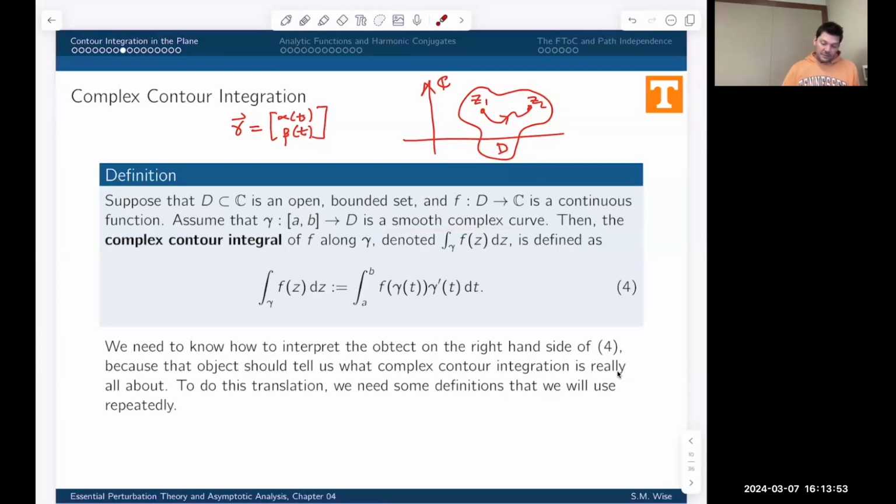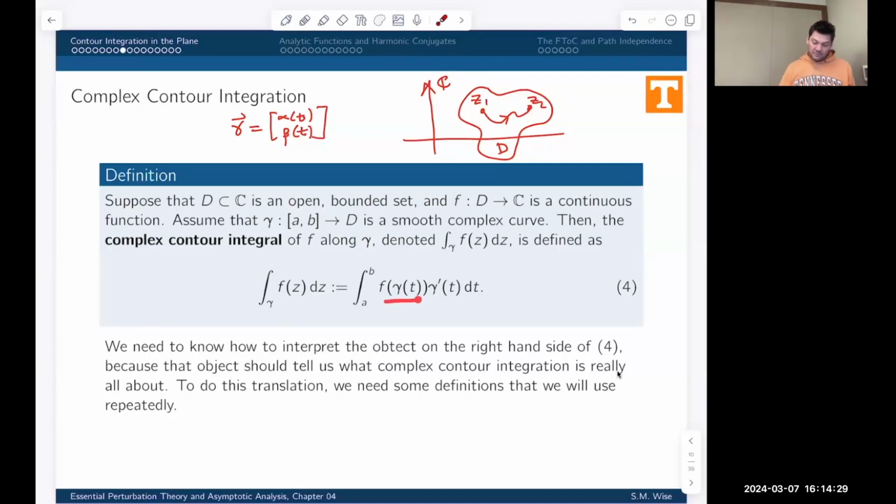Then the complex contour integral of f along gamma, which is denoted like this, is defined as this. So this is the notation, and this is the thing that defines that notation. If you want to compute the integral from Z1 to Z2, you have to have this parameterization. This is also called a parameterization of a curve. Sometimes the curve is just the trace of this object, and sometimes the curve really denotes how you parameterize it. We won't make a distinction usually there.